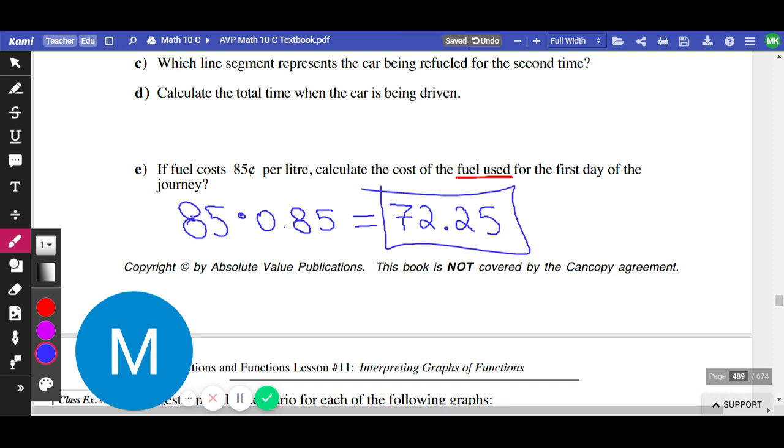The biggest thing I want you to be able to do is to look at a graph and understand what's happening. If you can read and understand a graph, you should be pretty well in the clear.